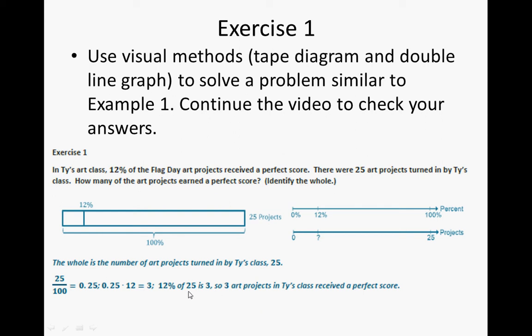So, what we do is we take our 25 divided by 100, that gives us 25 hundredths, and then multiply it by 12. So 25 hundredths times 12 is 3, so therefore 12% of 25 is 3, so 3 art projects in Ty's class receive a perfect score.